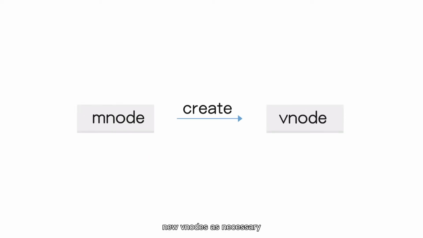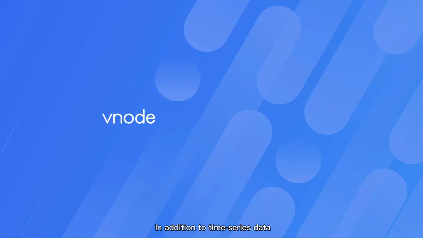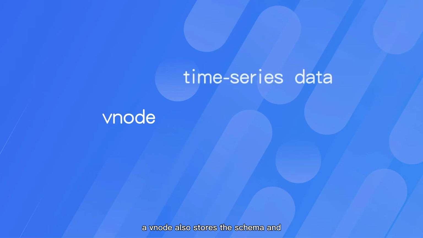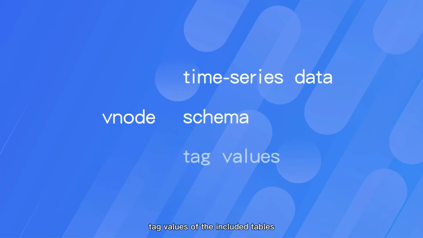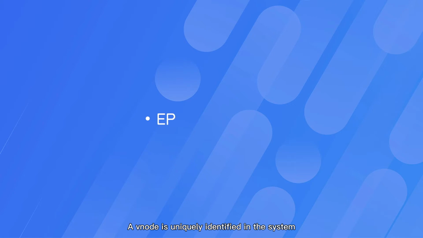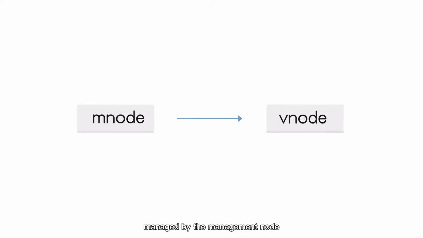The mnode in the cluster automatically creates new vnodes as necessary to store the tables in your databases. In addition to time series data, a vnode also stores the schema and tag values of the included tables. A vnode is uniquely identified in the system by the EP of the data node and the vgroup ID to which it belongs, and it's created and managed by the management node.